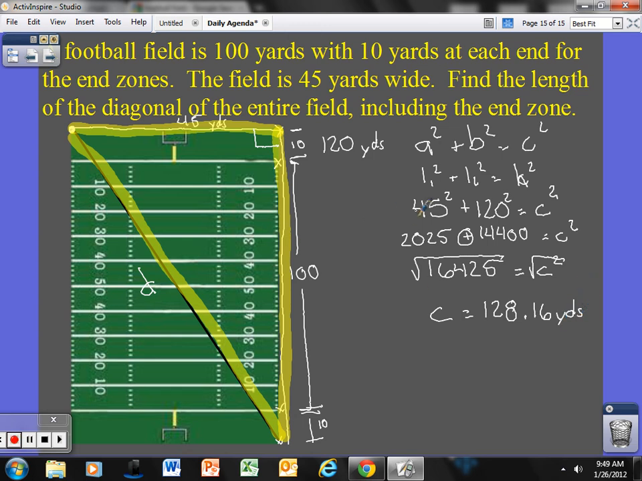Again, boys and girls, I can't stress enough, make a diagram, make a drawing, especially when it comes to these word problems. It's very difficult to just throw numbers down without looking at some kind of visual representation.